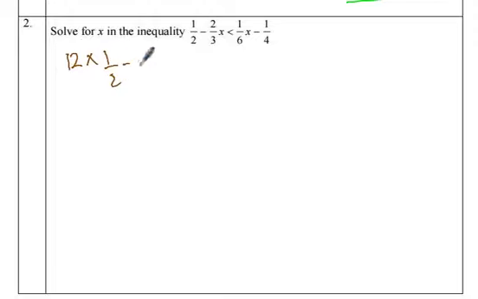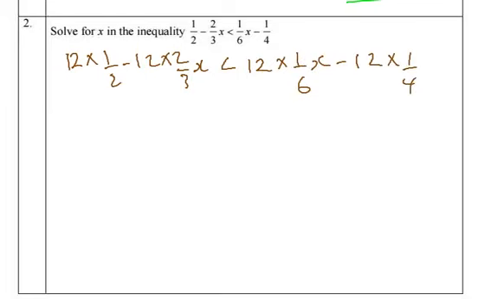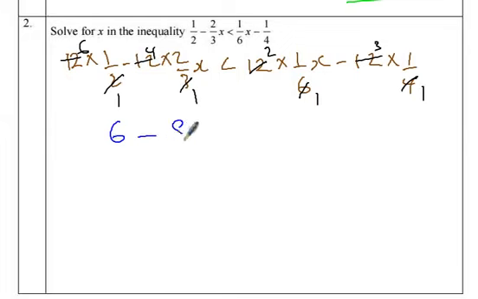12 times a half minus 12 times 2 out of 3x is less than 12 times 1 out of 6x minus 12 times a quarter. So I multiply 12 by each and every term. Okay, do not just multiply on the two sides. When that is done, here I can see 6 times 1 is 6, then 6 there, minus, now I have a 4 times a 2, 8x is less than, here I have 2x, this is a 3 times 1.